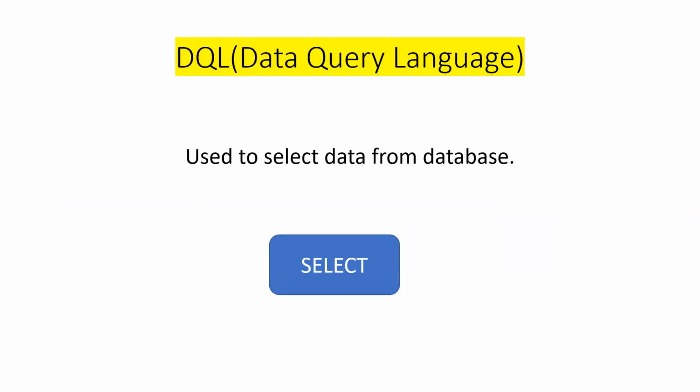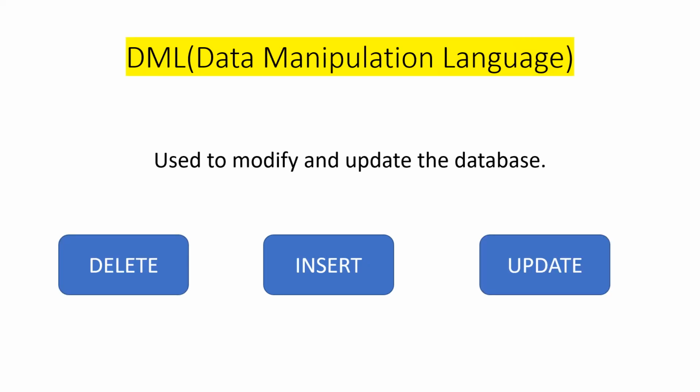DQL stands for Data Query Language. It is used to select data from database. It uses one SQL command, which is select. DML stands for Data Manipulation Language. It is used to modify and update the database. It has mainly 3 commands: delete, insert, and update.